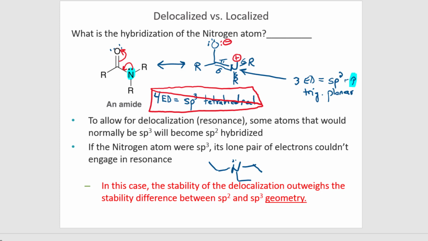triethylamine. If I asked you for the hybridization of that nitrogen, you would say, well, it's got 4 electron clouds. Oh, one of them's a lone pair. Can that lone pair resonate? Is it allylic? Does it have a charge next door? No. So there's no resonance for that nitrogen. So it does indeed have 4 electron cloud domains, making it sp3 tetrahedral.